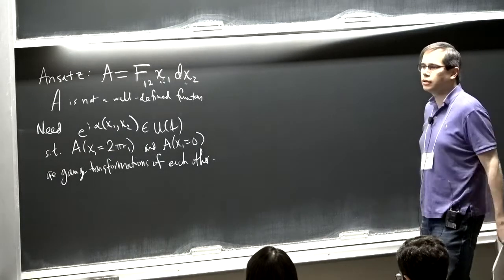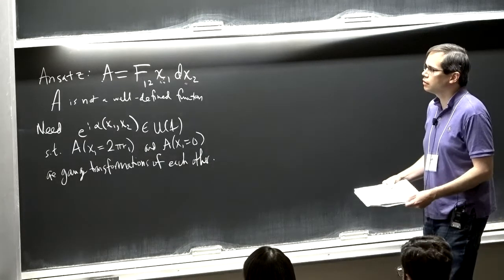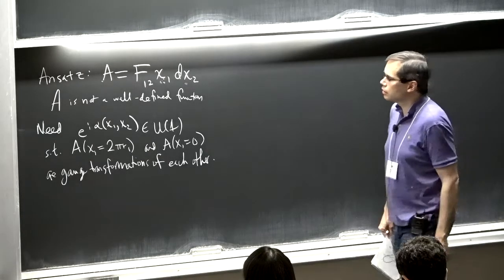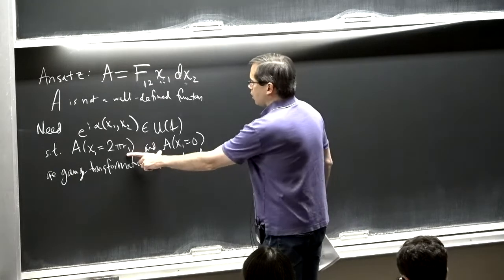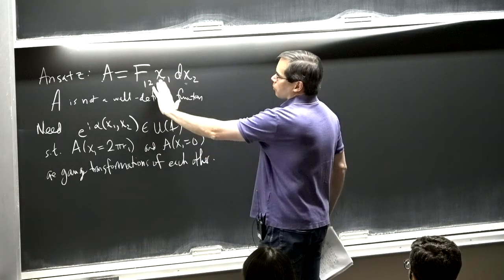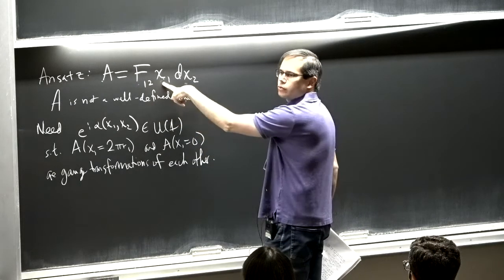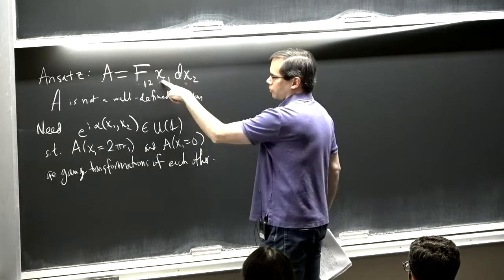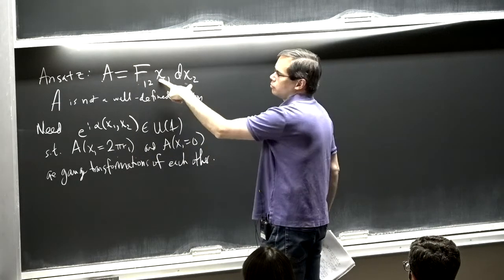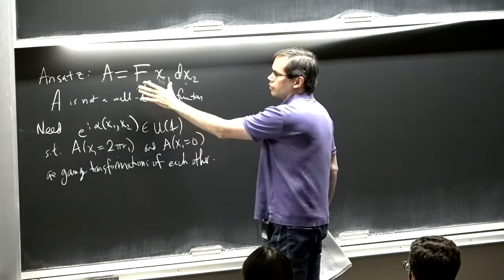Yeah. I don't see why those two things wouldn't immediately be equal. A of 2 pi r1 and A of 0. I'm just saying, as a number, if I plug in F12 times X1, if I plug in 0, I get 0. If I plug in 2 pi R1, I get 2 pi R1 F12. They're not the same number.